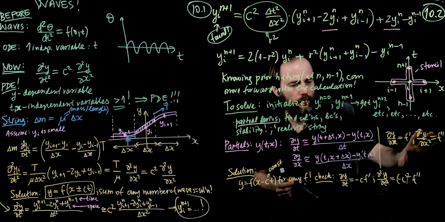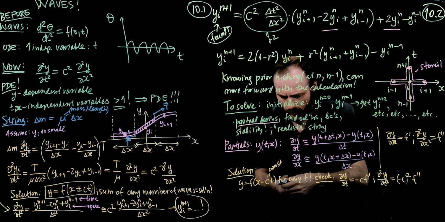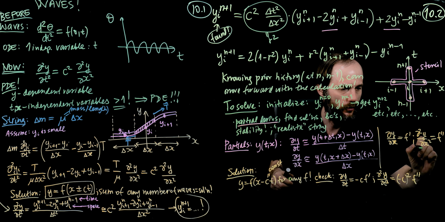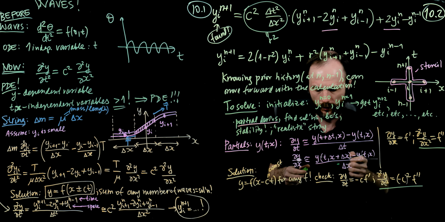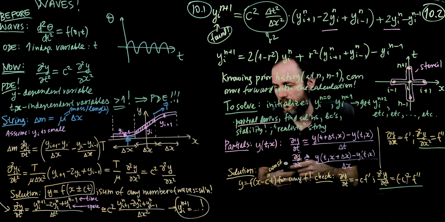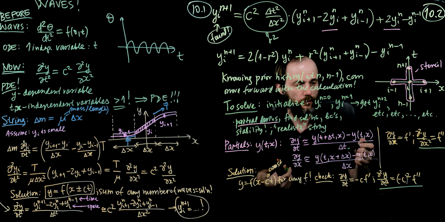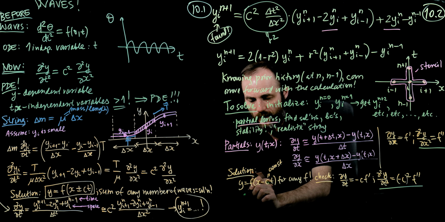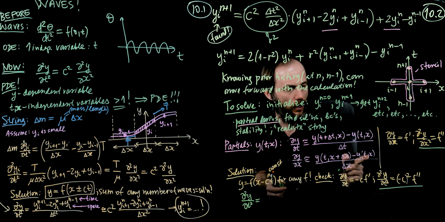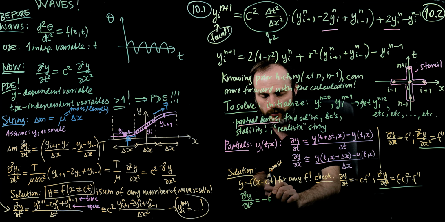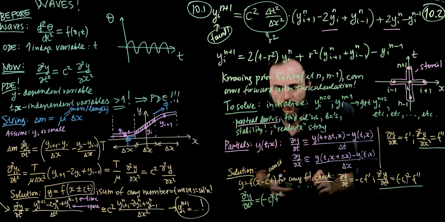So now we can combine these expressions, this one and that one, together and check whether the result will be a solution. So let's try and see if that's the case. d2y/dt squared is equal to minus c squared times f double prime.